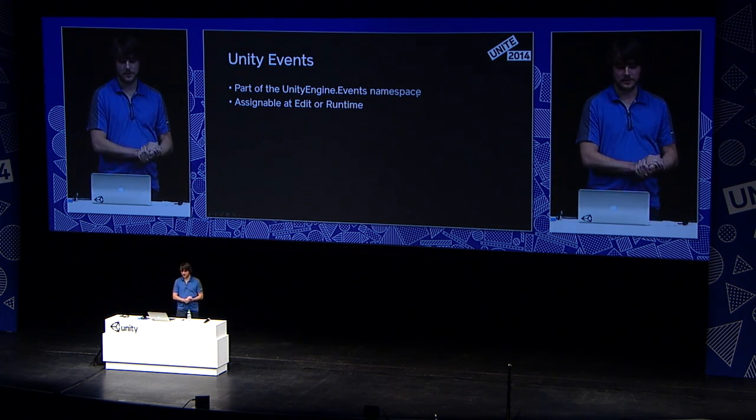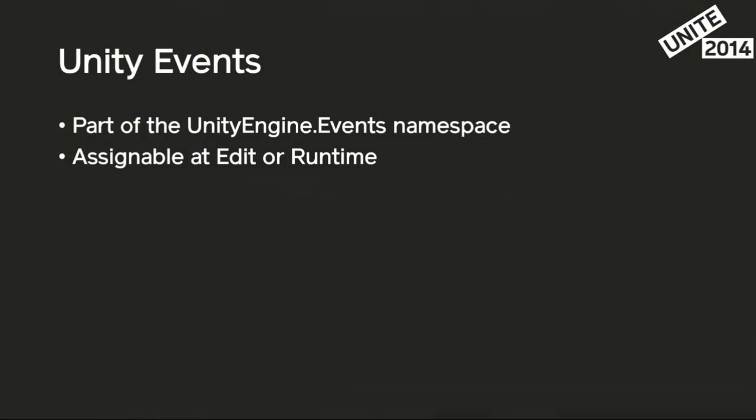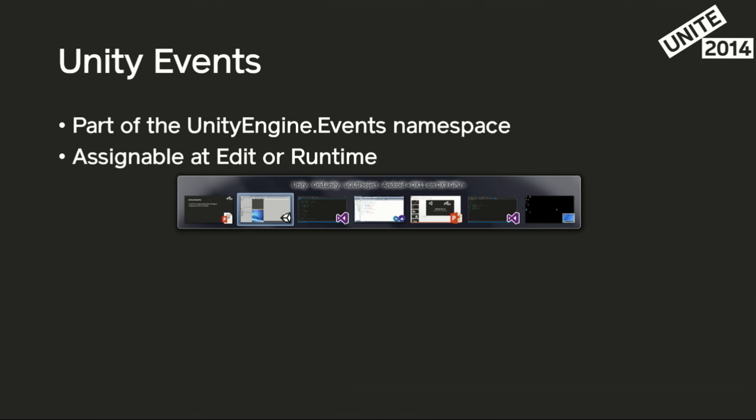And then Unity events. They actually reside in the UnityEngine.Events namespace. Now, I should also mention that the event system lives in UnityEngine.EventSystems, and the UI lives in UnityEngine.UI. So if you can't find the components in your scripts, make sure you're actually using the right namespaces. And our Unity events are assignable both at edit time and runtime, so they are serializable data.